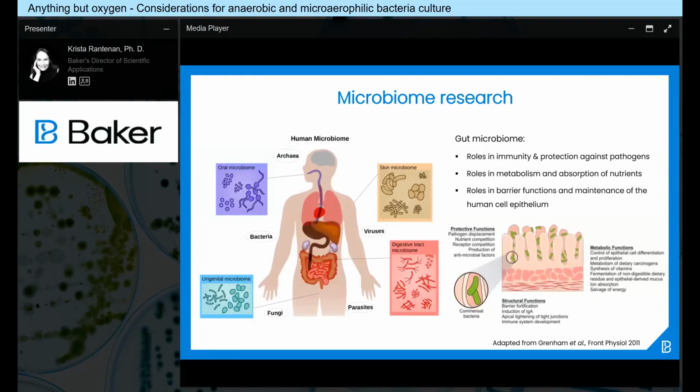So if there is research going on into the gut microbiome, it is very important to understand that these kinds of studies need to be conducted in a very controlled environment. This is something that we're going to talk more about in the later part of the talk.